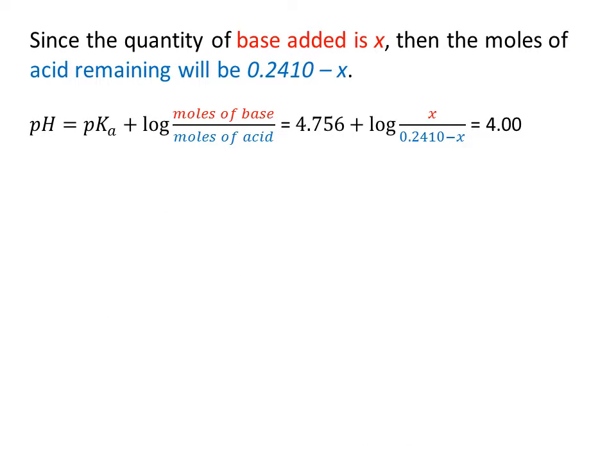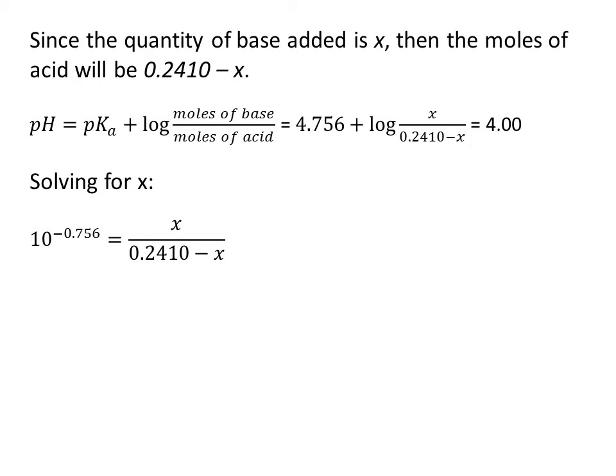Since the quantity of base added is X, then the moles of acid remaining will be 0.2410 minus X. In the Henderson-Hasselbalch equation, we see this as 4.00, the pH, is equal to 4.756, the pKa, plus the log of X divided by 0.2410 minus X. We then solve for X by rearranging the Henderson-Hasselbalch equation, removing the log, and cross-multiplying.